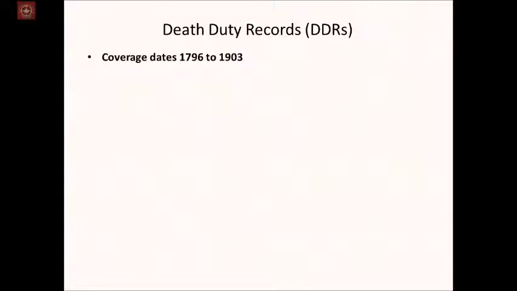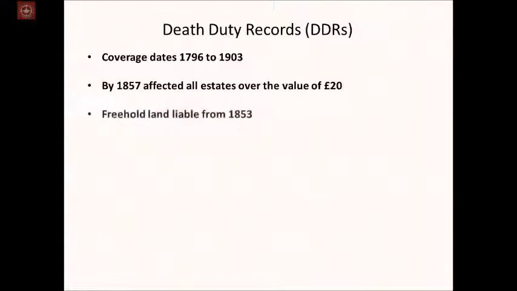Right, the coverage dates for the records is 1796 to 1903. And bear in mind that by 1857, these death duties affected all estates over the value of £20. Freehold land was included from 1853, and obviously that's quite key because it's going to boost the value of the estate. Before 1853, it wasn't counted.